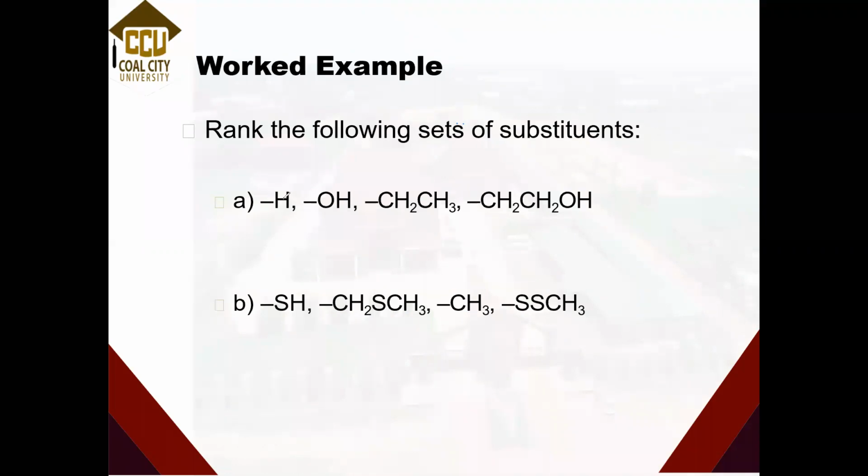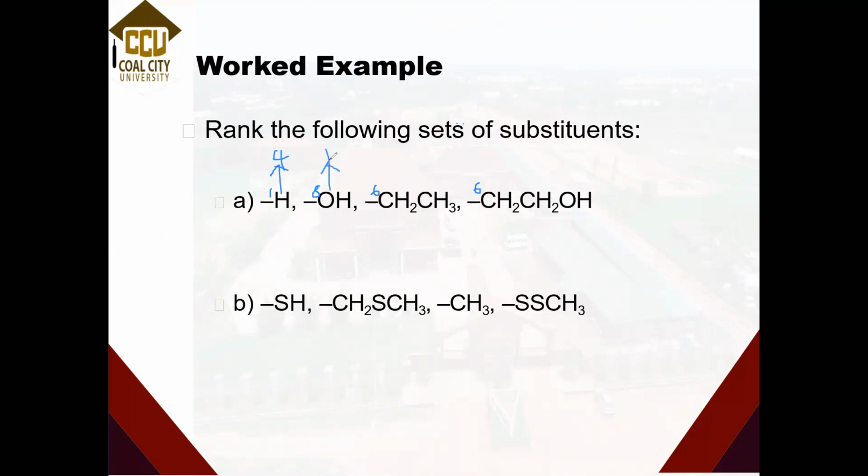This is hydrogen. Hydrogen always has the lowest ranking, because hydrogen has an atomic number of 1. So let's put the atomic numbers first. This is oxygen with atomic number 8. This is carbon with atomic number 6. This is carbon with atomic number 6. So I already know which one will have my lowest priority, because this one has 1. So this is priority 4, the lowest ranked. Priority 1 will be the highest, because this is 8 and these two are 6. So this one will be priority 1.